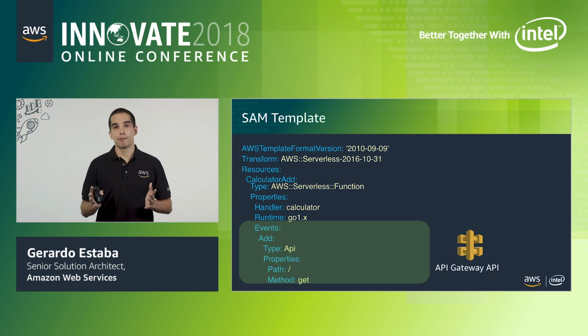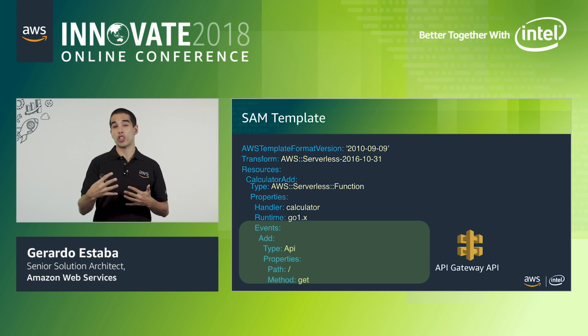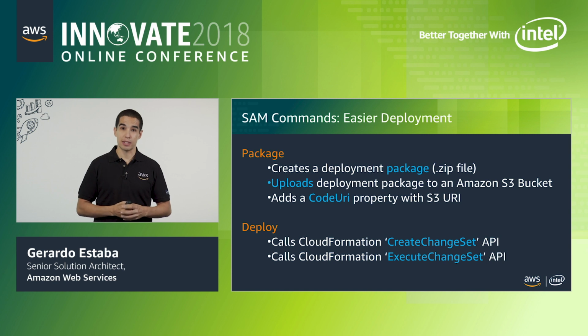Another great thing about SAM is that it not only simplifies the syntax we use to define serverless apps, but also simplifies the deployment of those changes by providing us with 2 commands, the package and the deploy command. The first one puts all of your code artifacts into a zip file, uploads that to S3, and creates a packaged SAM template with the location of your code. And then the deploy command executes those changes in CloudFormation on your behalf. So let's use SAM and the SAM commands in our first demo.